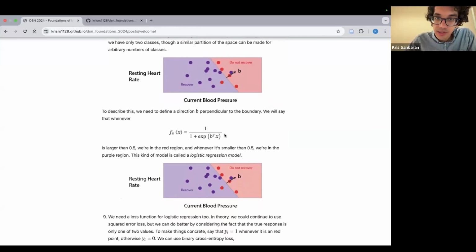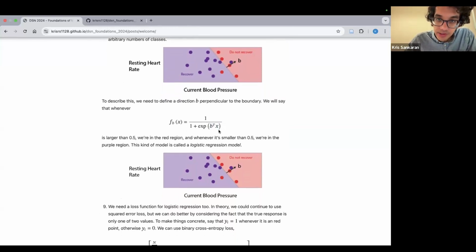So here's a function that's always between 0 and 1. When you have really large values of B transpose X, this is basically 0. When you have really small, very negative values of B transpose X, then it's basically 1.